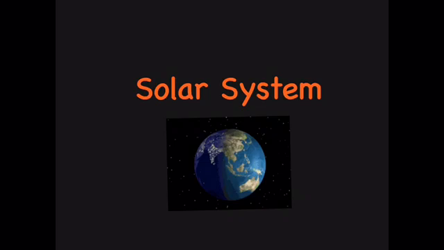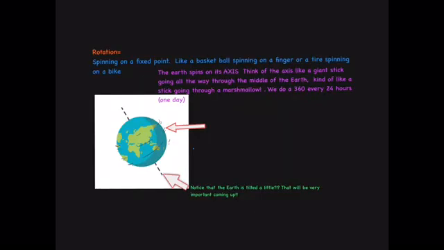Today we're going to look at the solar system, and specifically we're going to look at the Earth's rotation and revolution, as well as the phases of the moon. So when we're looking at rotation, we say that rotation means spinning on a fixed point. So kind of like a basketball spinning on a player's finger or a tire spinning on a bike. It just kind of rotates around and around and around.